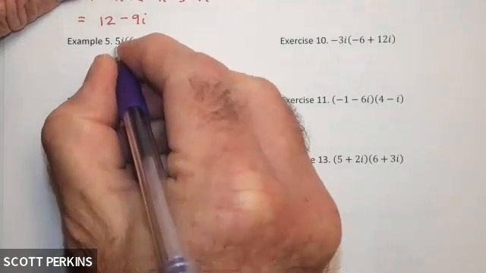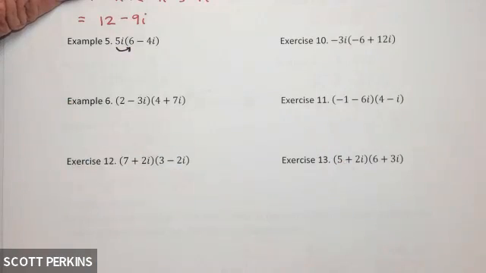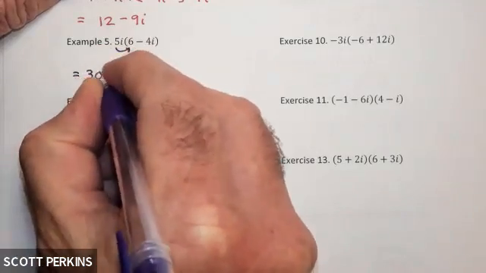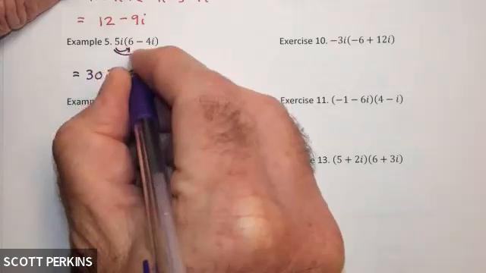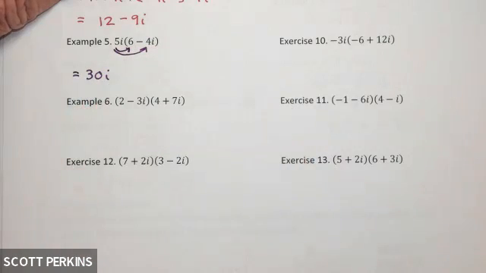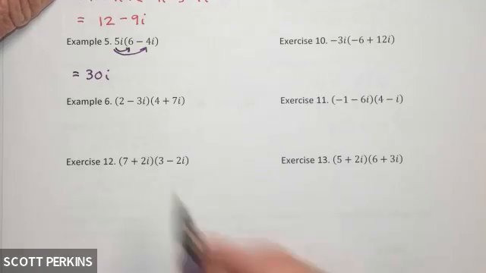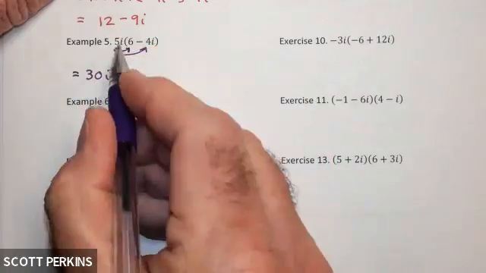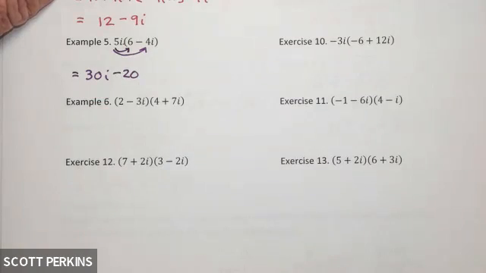So here we go. 5i times 6. Well, what's 5 times 6? 30. Yeah, there we go. 5 times 6 is 30i. And then 5i times negative 4i. Now let's be careful here, because we're going to have to draw back onto the definition. So 5 times negative 4 is negative 20. And then i times i is what?